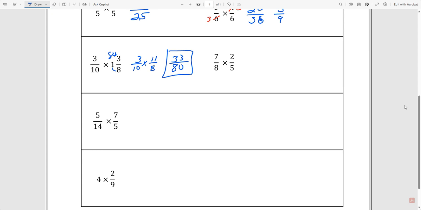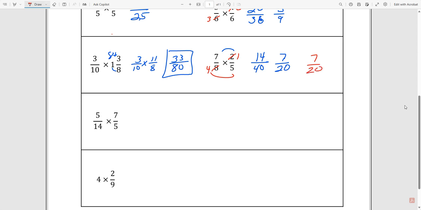And then we have 7/8 times 2/5. 7 times 2 is 14, and 5 times 8 is 40. And we can reduce that down. 2 goes into 14 7 times, and 2 goes into 40 20 times. But again, on this problem, you could have reduced it down first. 2 goes into 2 one time, and 2 goes into 8 four times. And then 1 times 7 is 7, and 5 times 4 here is 20. So we get 7 over 20 both times.